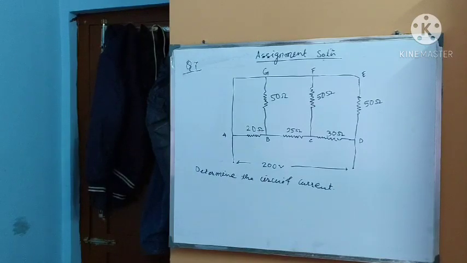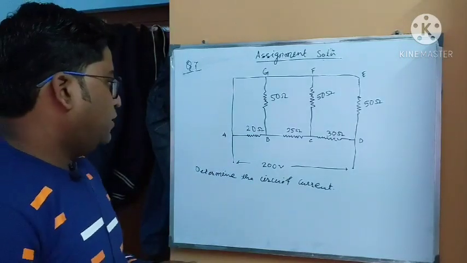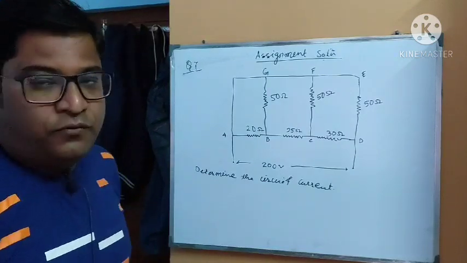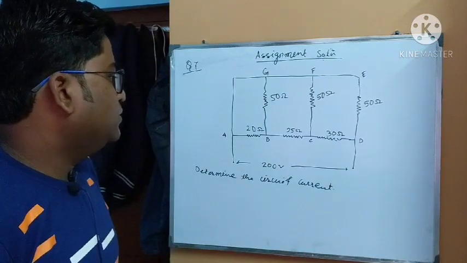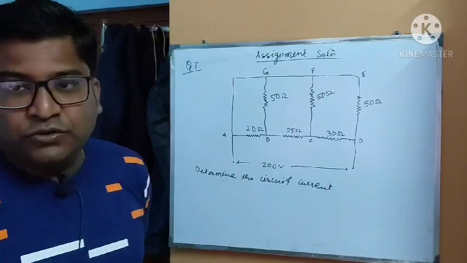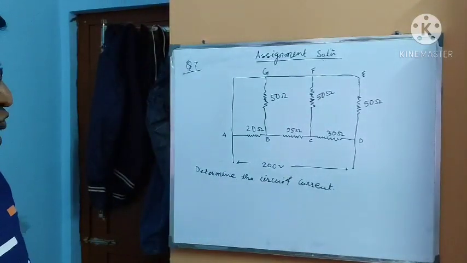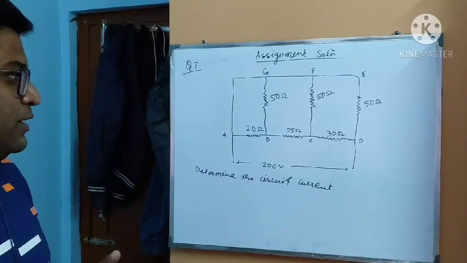Okay, so this is the problem figure. Here they ask what is the amount of current flowing through this circuit, or simply, what is the total current flowing within this circuit due to this 200 volt source. Some arrangement of resistances is provided.